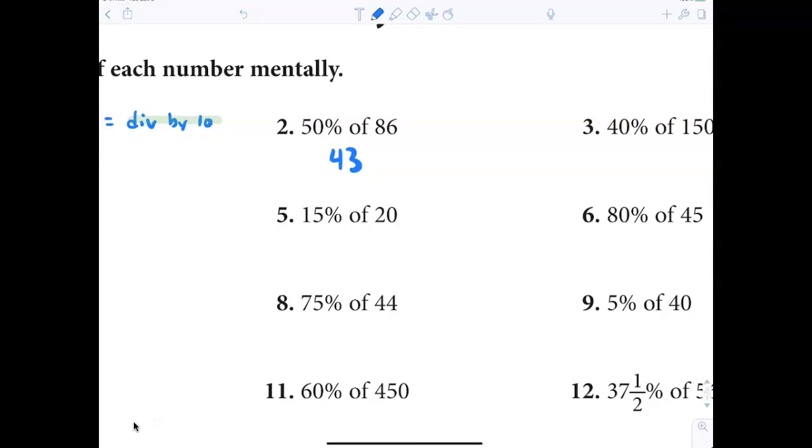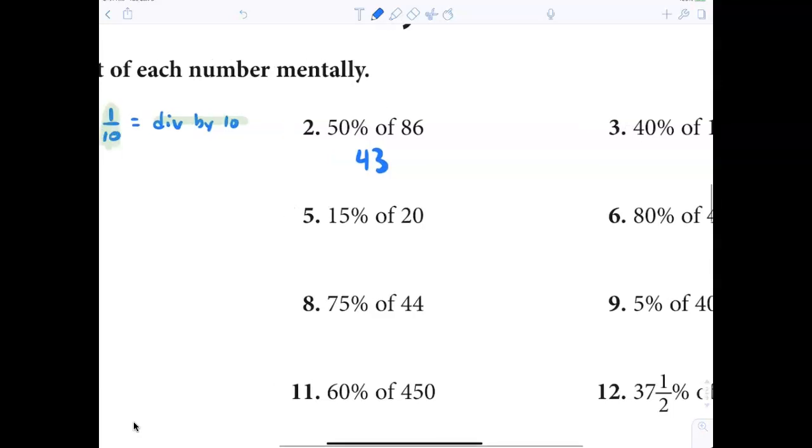You don't know what 50% means. What does 50% mean? Half. What's half of 86? What's 8 divided by 2? What's 6 divided by 2? There you have it, 43. That's it.